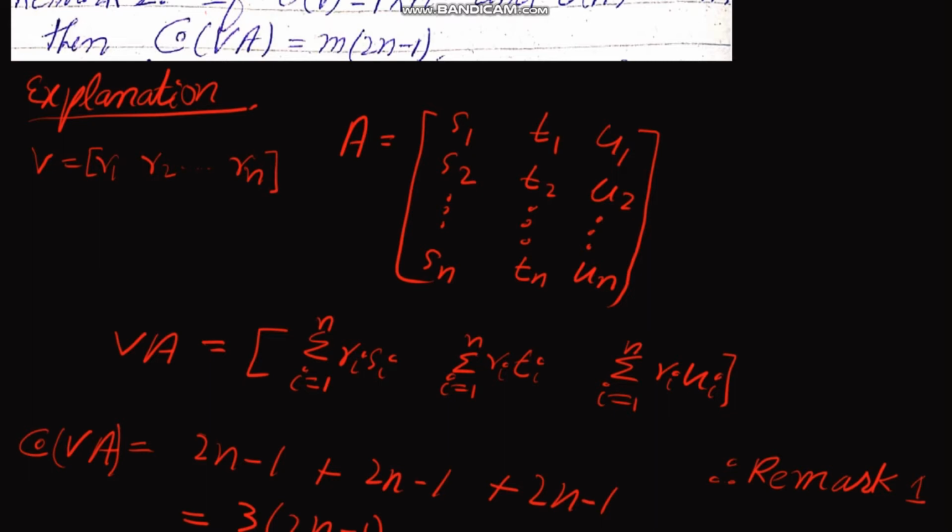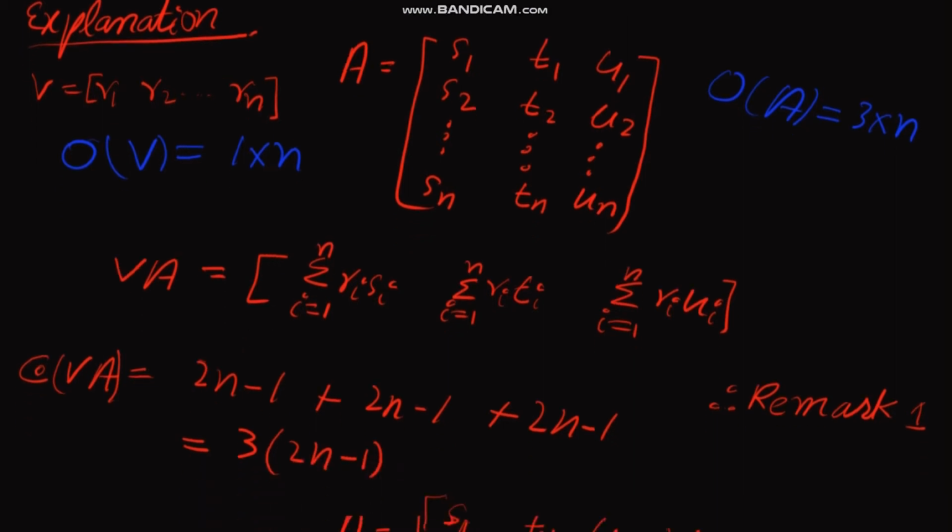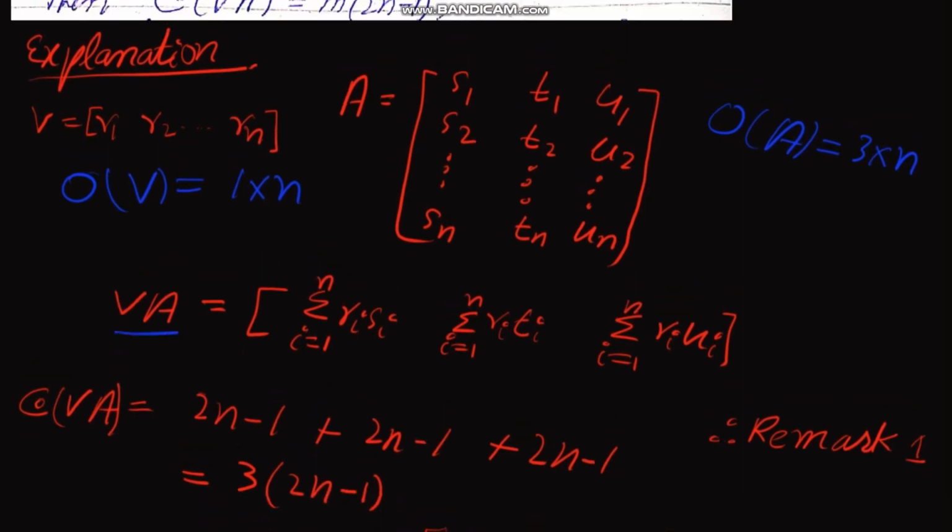For example, if I have vector V, and the matrix that I am taking has 3 rows and n columns. The order of this vector V is 1 row and n columns, and the order of this matrix A is 3 rows and n columns. Then the product would be, when you multiply this with the first row, you will get R1 S1 plus R2 S2. So you can rewrite this in the summation form.